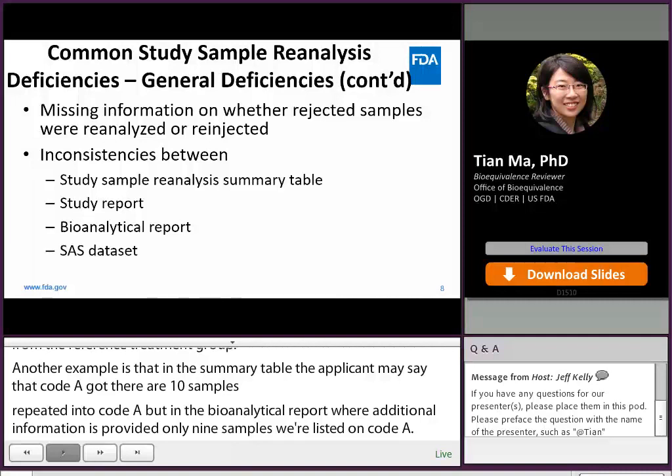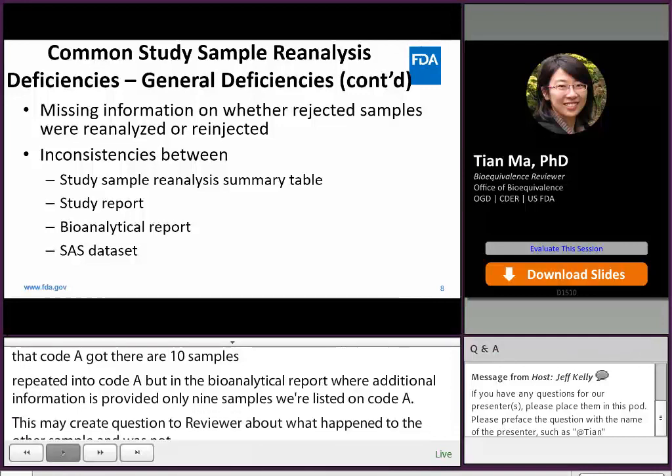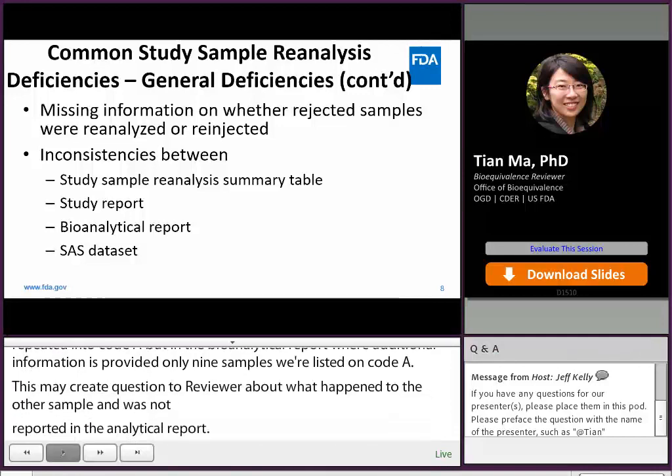Also, sometimes we see that in the bioanalytical report, the applicant stated that the sample was repeated and this repeated concentration was reported. But then in the SAS dataset, the sample is reported with another concentration.